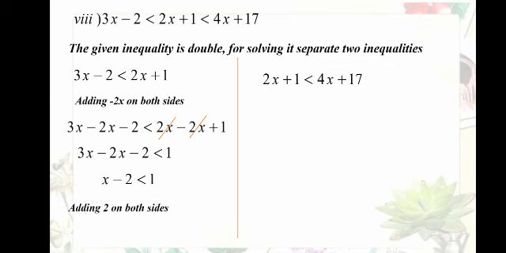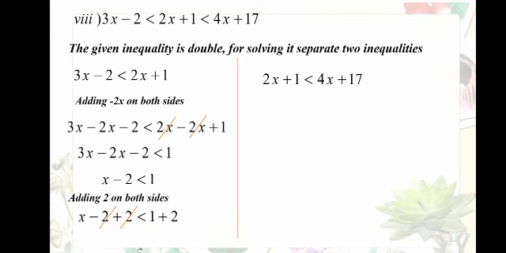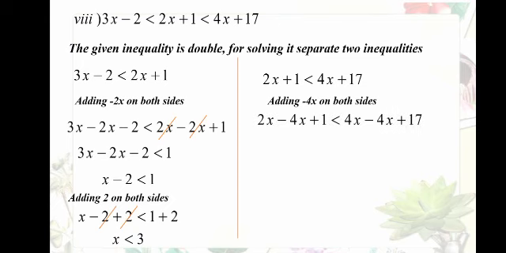Now adding 2 on both sides, x minus 2 plus 2 less than 1 plus 2. So minus 2 and 2 will be cancelled. The remaining equation will be x less than 1 plus 2, which is 3. Coming towards the second pair, adding minus 4x on both sides, 2x minus 4x plus 1 less than 4x minus 4x plus 17. 4x will be cancelled with 4x. 2x minus 4x plus 1 less than 17 is the remaining equation.